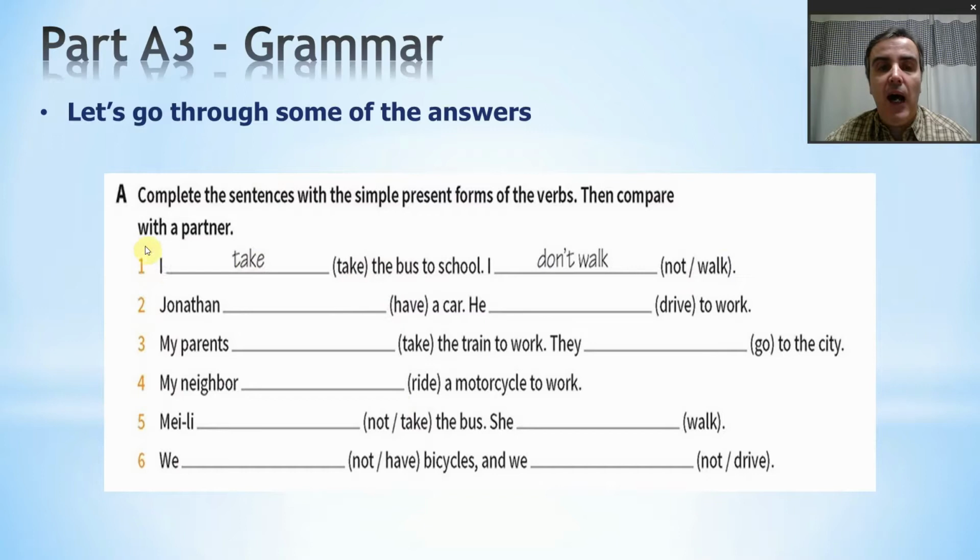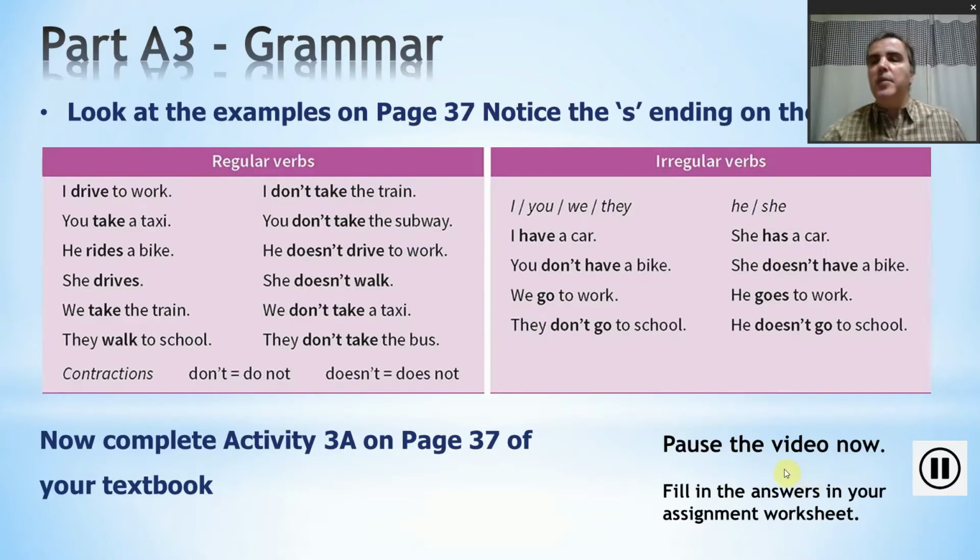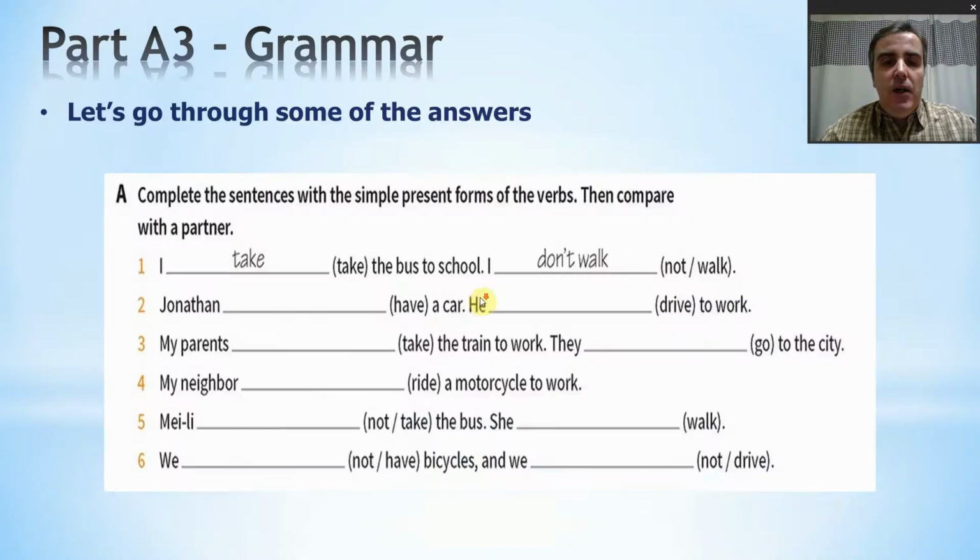Look at the verb in the box and try to make some sentences. So here, I take the bus to school. I don't walk. So we've got other sentences. Jonathan, my parents, my neighbor, my Lee, and we. So everybody take a few minutes and try to write those answers in your textbook. Okay, hopefully everybody's finished and I'm going to give you the answers.